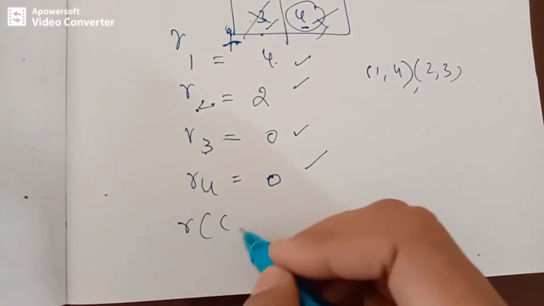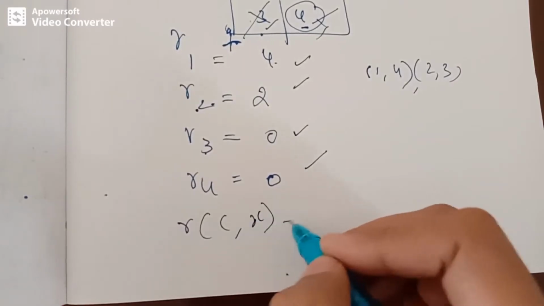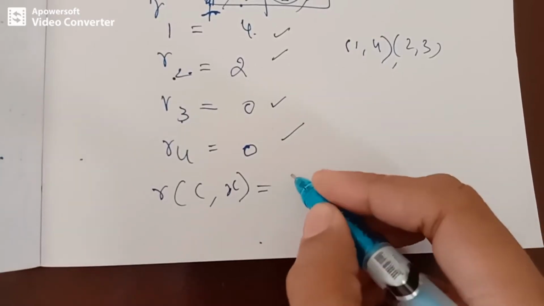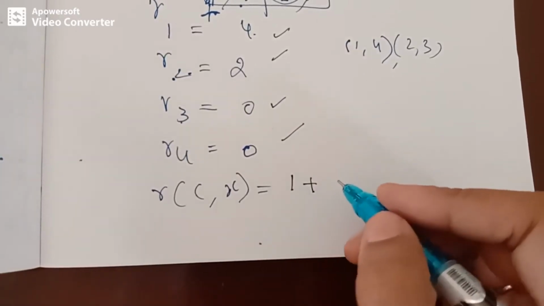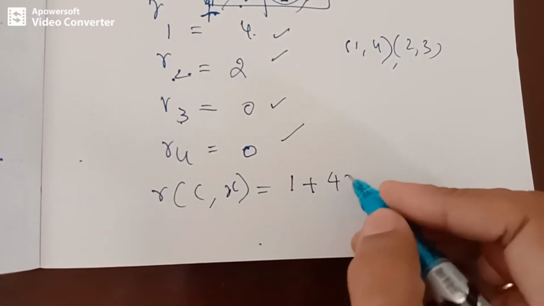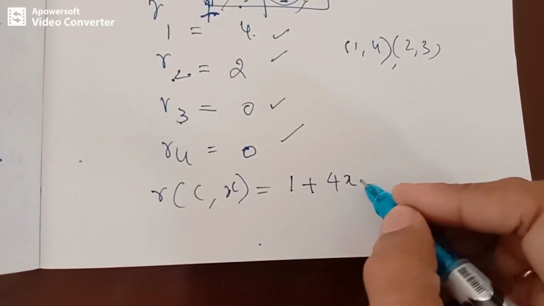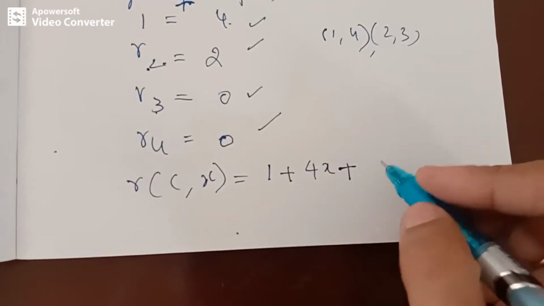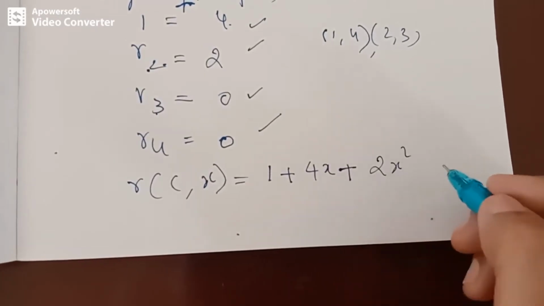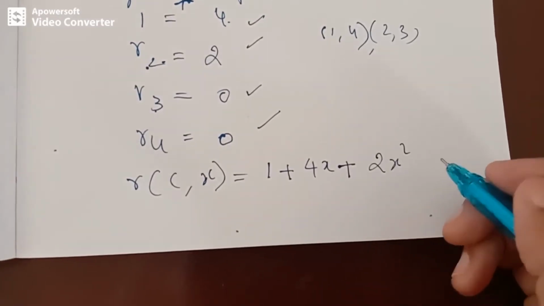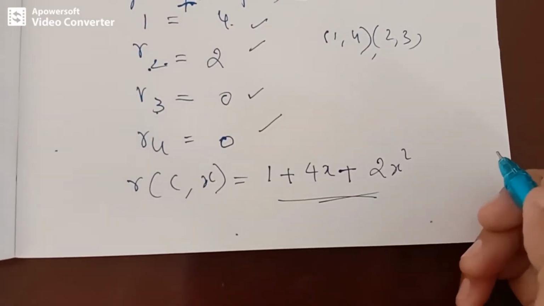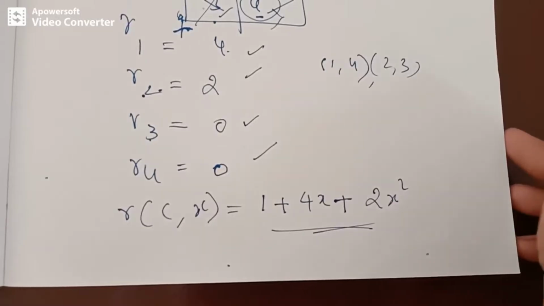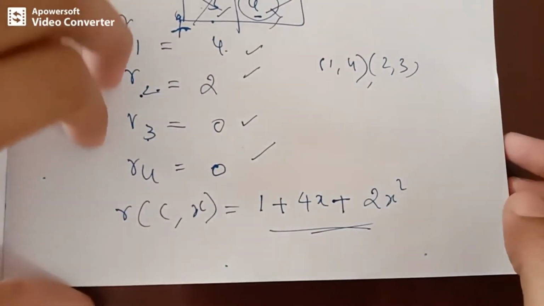So now we can design the rook polynomial of the chessboard, named C. It is nothing but 1 plus nx. What is the value of n? n is the number of squares, so for this example it is 4. 1 plus nx plus r2x squared. What is the value of r2? It is 2x squared. And r3 is 0, r4 is 0. So your rook polynomial will be reduced to 1 plus 4x plus 2x squared. This is how we find the rook polynomial.